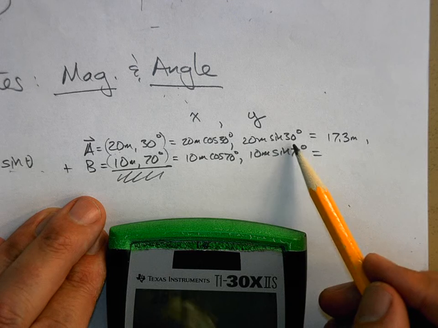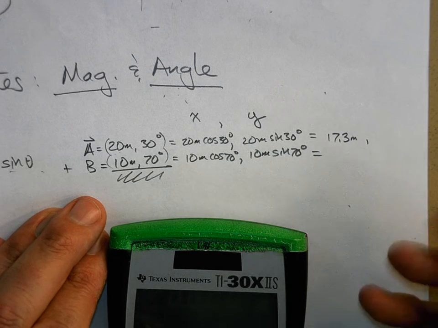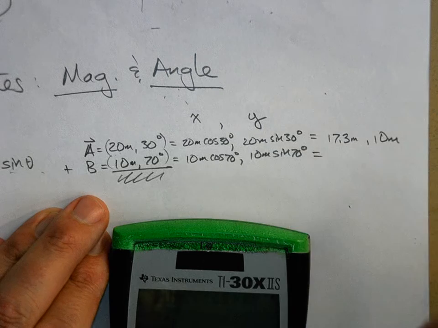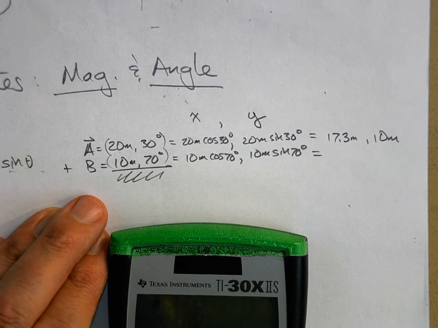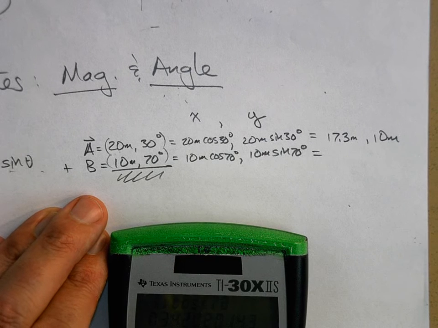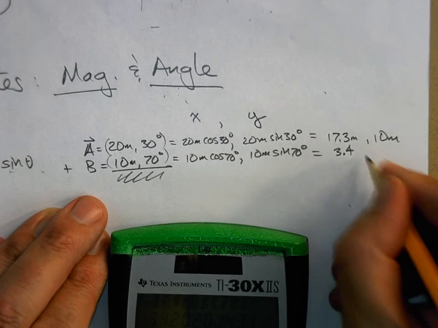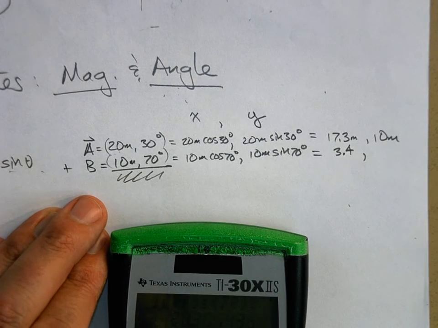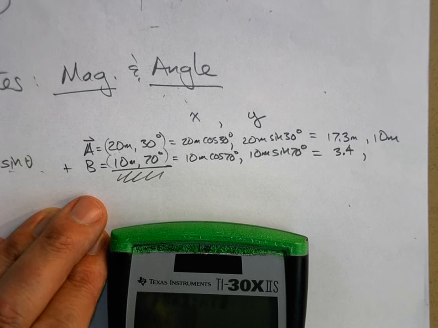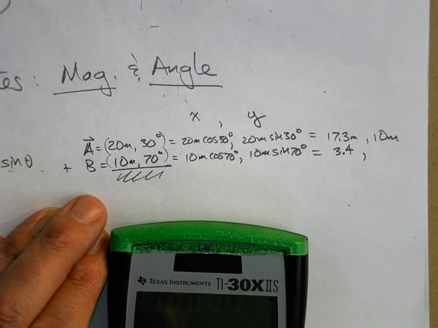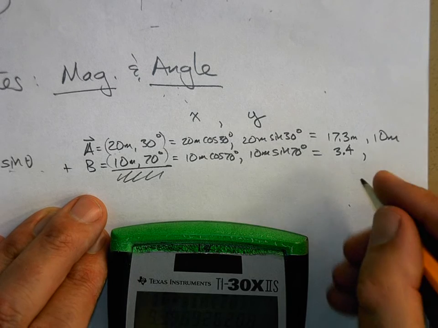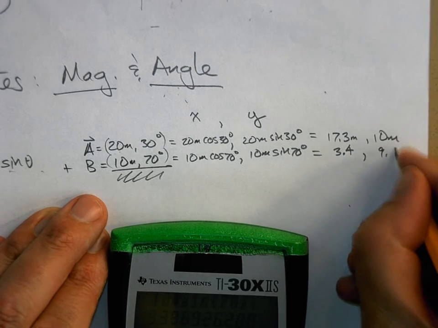And then the y component is 20 times the sine of 30. What's the sine of 30? 1/2. What's 1/2 of 20? 10. This is 10 meters. And then here we have 10 times the cosine of 70. That's 3.4. And then 10 times the sine of 70 gives me 9.4 if I round off.